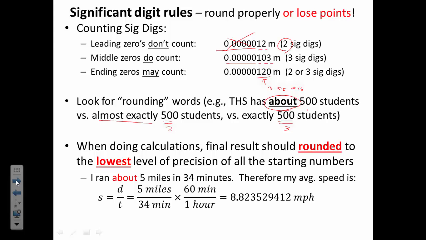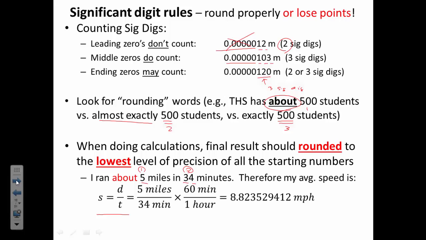So I gave another example here. It says, suppose I run about 5 miles in 34 minutes. So it looks like I have 1 significant digit here and 2 significant digits there. Right? So therefore, my average speed, notice I'm doing a calculation. Whenever I do a calculation, I write down an equation, and I'm plugging into the equation. And then, in this case, I'm also giving a demonstration of how to use proper unit conversions here using the cancellation method with fractions. So I've got 5 miles every 34 minutes, so I get distance over time.